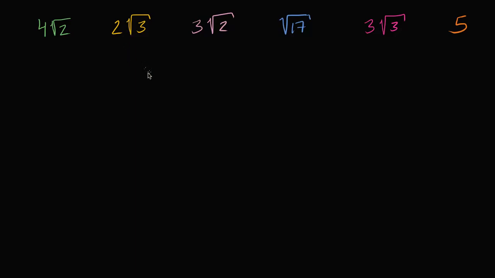Well, you just have to realize if I have some number, let's say I have some number a that is greater than 0, and if we know that a is less than b, well then a squared is going to be less than b squared. If one positive number is less than another positive number, then the square of this positive number is going to be less than the square of that number.